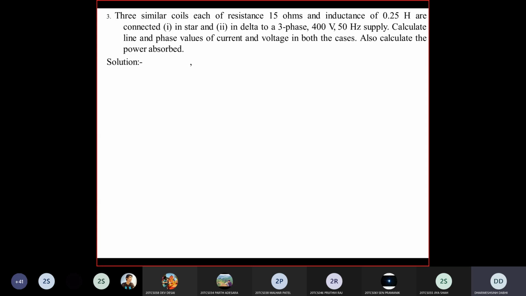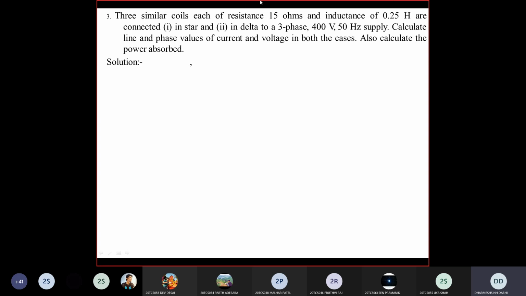Start calculation all of you and give me the answer one by one. Give me the line voltage and phase voltage first. All of you understand the question? Yes or no? Yes, sir. Can I repeat again?